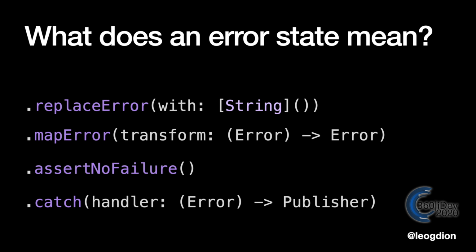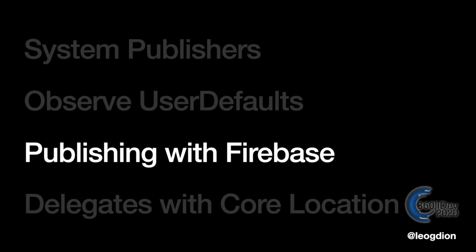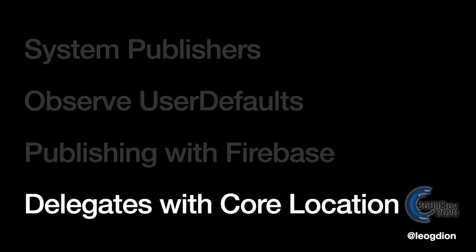So once we have that data from Firebase, we can easily just store it in a published property and display it using SwiftUI. So we covered a third-party API. Now let's talk about some of the older, more Objective-C-based APIs that Apple has had for quite some time. And that is dealing with delegates, specifically with something like Core Location.